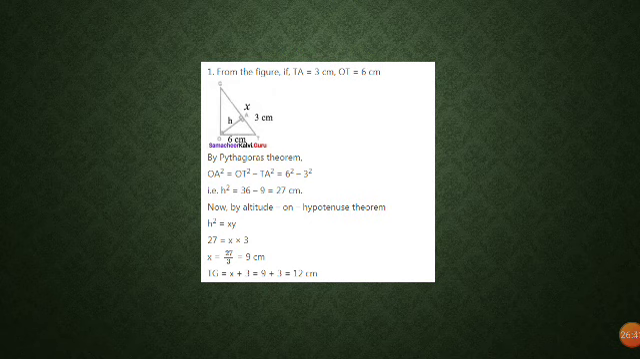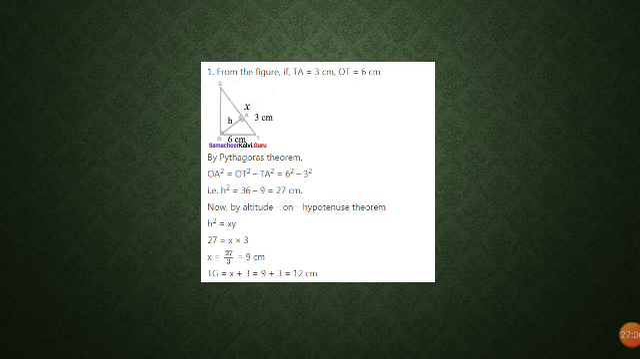First take the Pythagoras theorem. OA square equals OT square minus TA square, where we find the inside triangle OAT. So 6 square minus 3 square, 36 minus 9, we get a value 27.